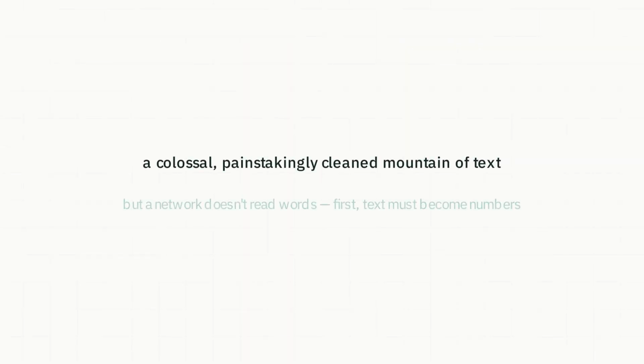So we have our raw material, a colossal, painstakingly cleaned mountain of human text, but a neural network doesn't actually read words the way you and I do. Before it can learn from any of this, the text has to be turned into something a machine can work with: numbers. And that transformation is more subtle than it sounds.